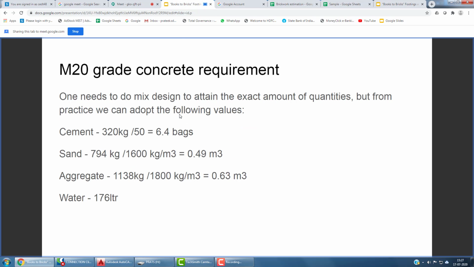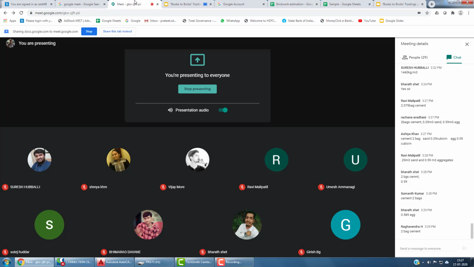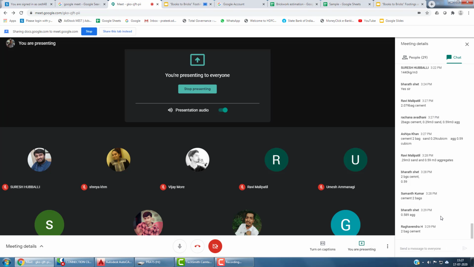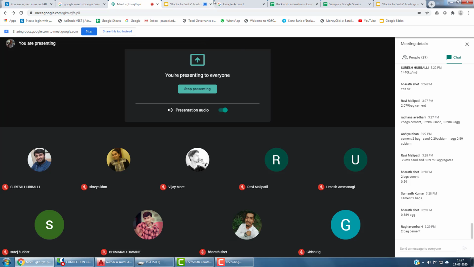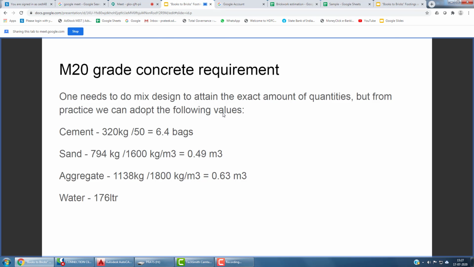Okay. Next, we'll move on to footing concrete. Yes, 2 bags is right. 2 bags, 0.29 m cube, 0.59 m cube is right. I hope all of you understood. It is clear. We'll move on to the next one, M20 concrete.